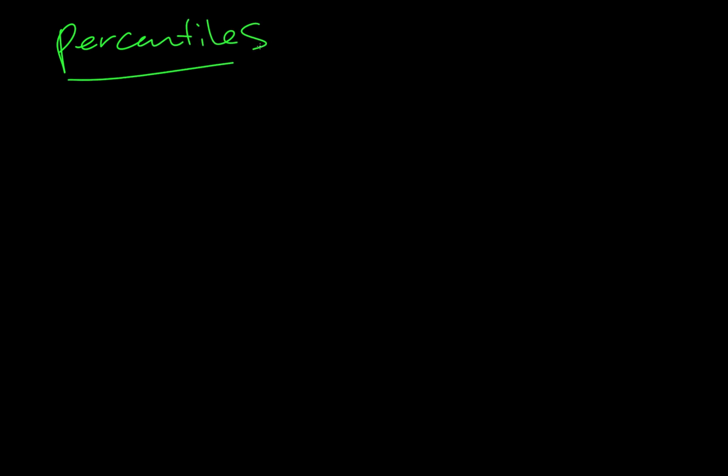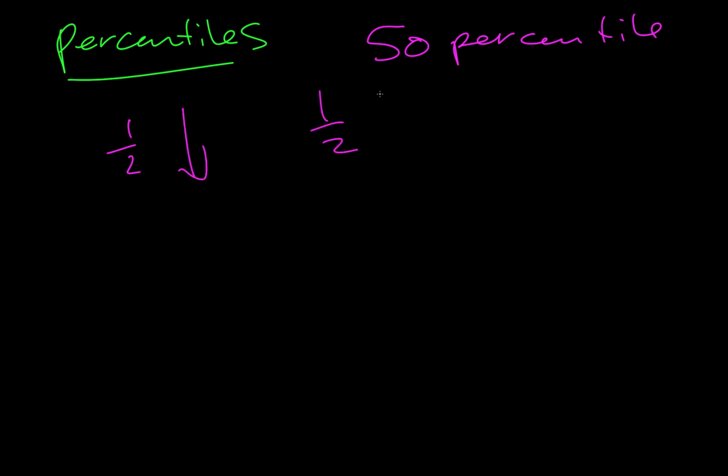Okay, so a percentile is the score below which a certain percentage of the data lies. So if you're looking at your ACT score and you're in the 50th percentile, what that means is half the data is below you. So half the people who took the ACT scored lower than you, and half scored higher than you. You're right in the middle.